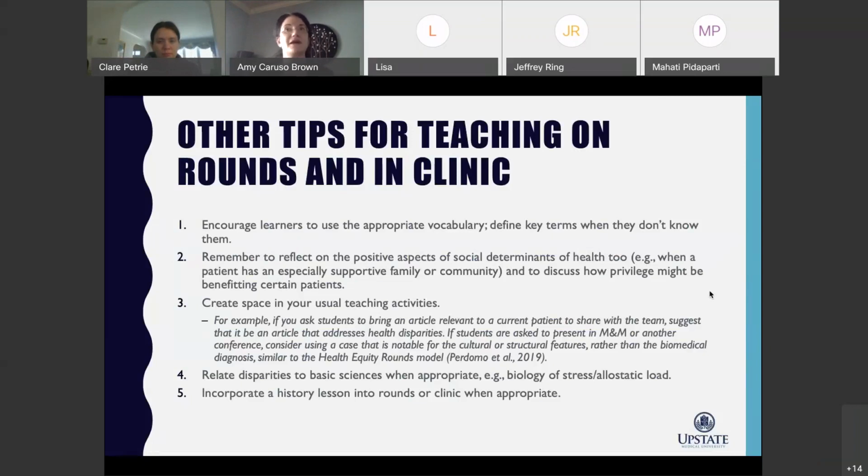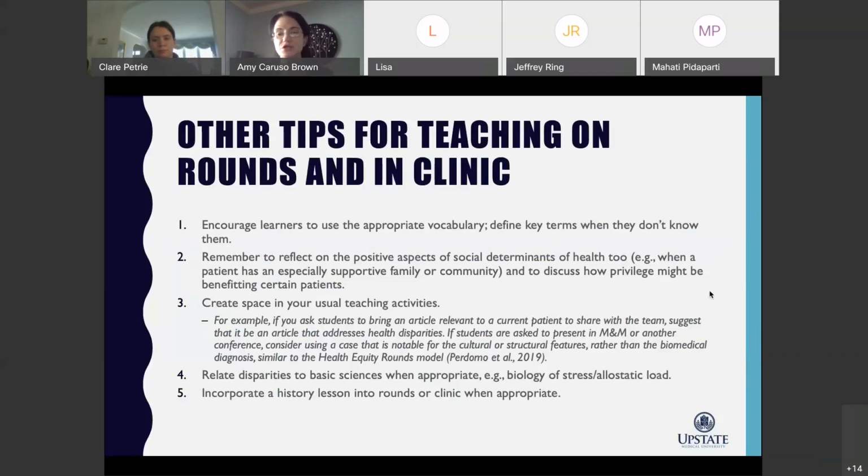What many faculty and many of our students brought up is that we talk about social determinants of health as a negative thing, when in fact it can be negative, positive, or neutral. And then we very rarely discuss how privilege might be benefiting certain patients, how their status might be getting them access to resources or to care that other patients don't have.